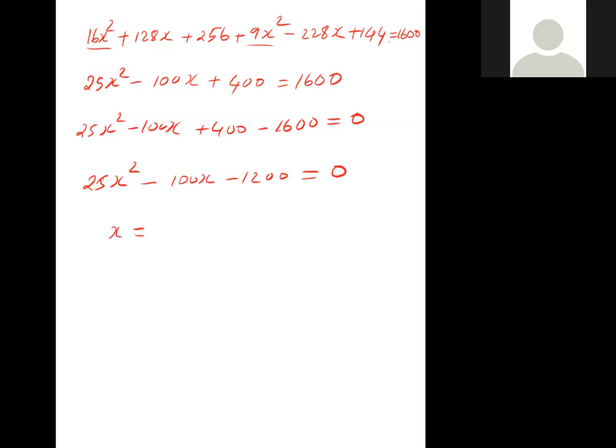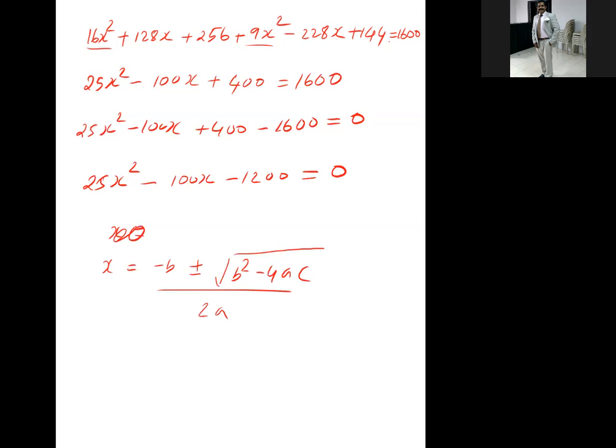I haven't written anything. It says that the equation is wrong. What happened? You are not getting the value of x? No. It says that the equation doesn't have any rational solutions. How did you input this? So x is equal to minus b plus or minus root of b square minus 4ac, by 2a. So minus (minus 100) plus or minus root of 100 whole square minus 4 into 25 into minus 1200, divided by 2 into 25.